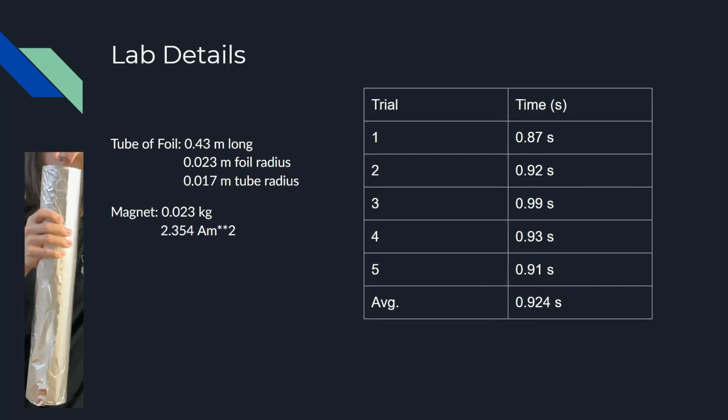The details for this lab are that a magnet is dropped down a tube of aluminum foil. My tube of foil was 0.43 meters long, had a 0.023 foil radius and a 0.017 tube radius. My magnet weighed 0.023 kilograms and had a magnetic moment of 2.354 A m squared. In my first trial, I got a drop time of 0.87 seconds, second trial was 0.92, third 0.99, fourth 0.93, fifth 0.91, and this averages out to be 0.924.